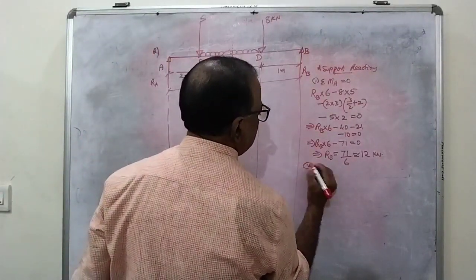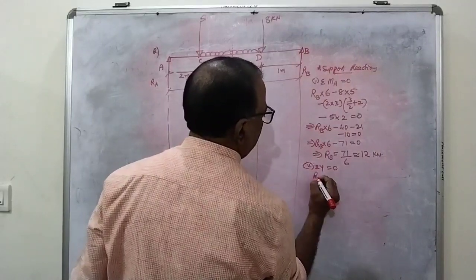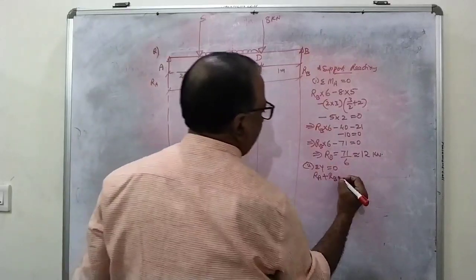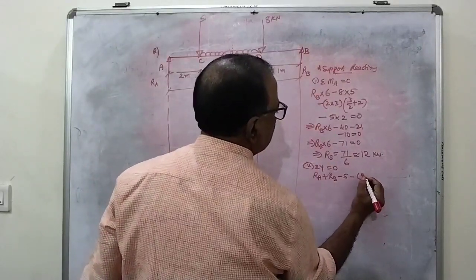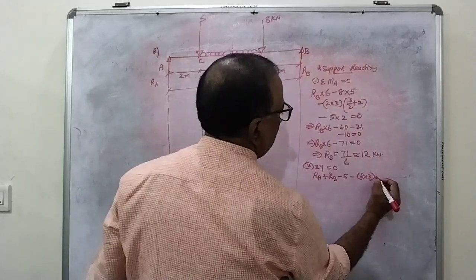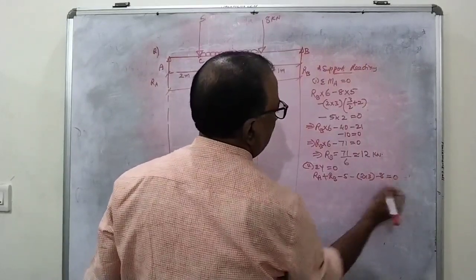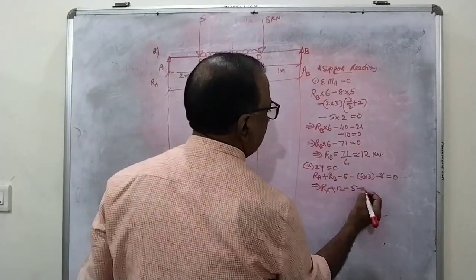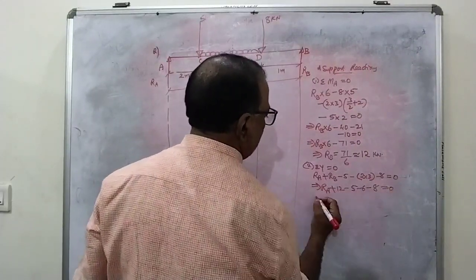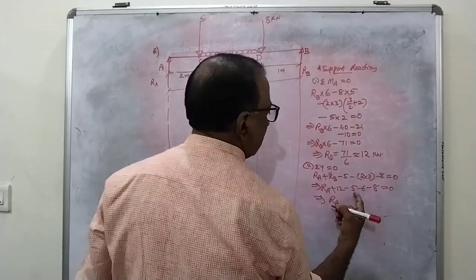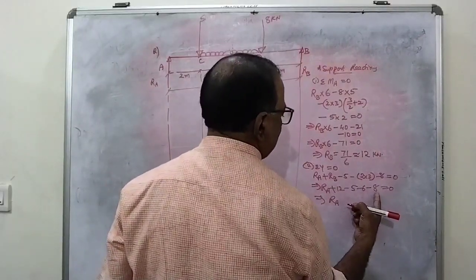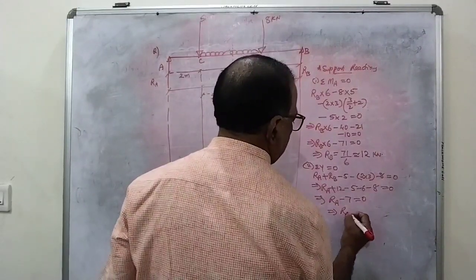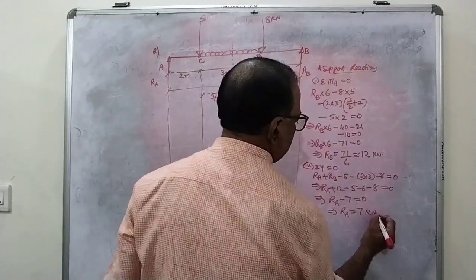Next, second equation is sum of the upward forces is equal to sum of the downward forces. RA plus RB, sum of the upward. Downward forces are minus 5 minus 2 into 3 minus 8 is equal to 0. This implies RA plus 12 minus 5 minus 6 minus 8 is equal to 0. This implies RA is 19 minus 12, RA is equal to 7 kilonewtons approximately.